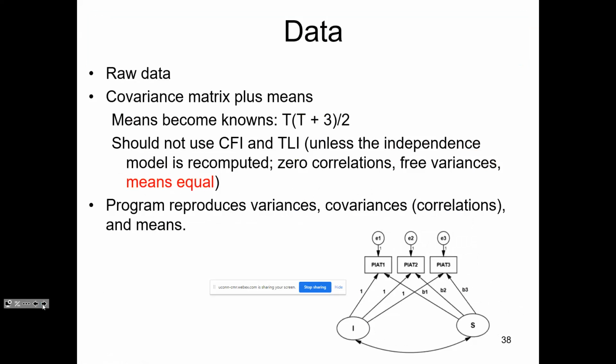All right. In terms of data, obviously we can use raw data. If we use a covariance matrix, we also have to report means, because that's kind of obvious.